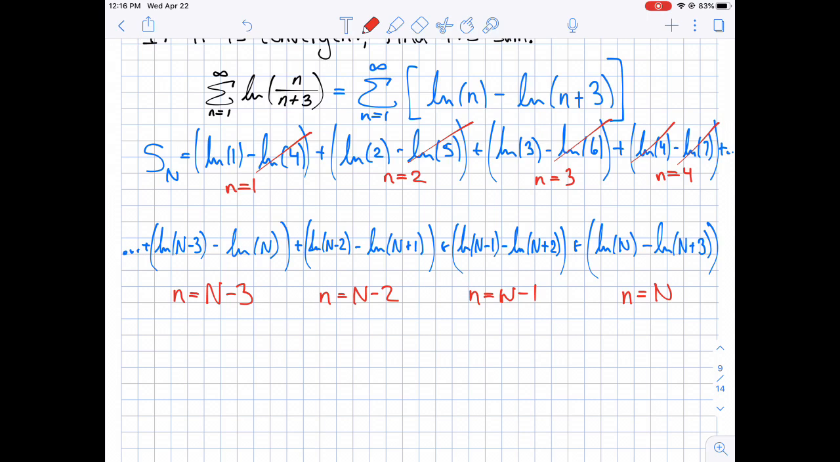and the same thing will happen with this ln of 6 and with this ln of 7. However, you will notice that this ln of 3 would have canceled with something that would have come from far before, so it does not cancel. And the same with this ln of 2, and the same with this ln of 1. So those three terms are going to remain. Now let's go to the end of our partial sum, and we'll notice here that right away this negative ln n will cancel with this ln of n in exactly the same pattern. Okay, and so they're both gone.